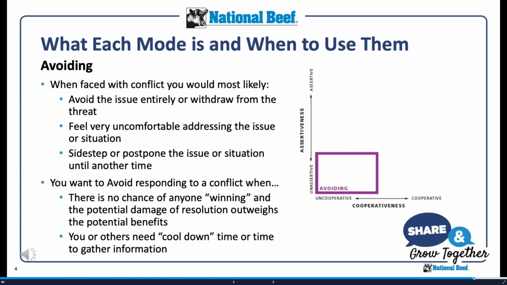Let's look at each normal response, some of the common behaviors attached to them, and an example of when each should be used. The first is avoiding. If this is your preference, when faced with conflict, you would most likely avoid the issue entirely or withdraw from the threat, feel very uncomfortable addressing the issue or situation, sidestep or postpone the issue or situation until another time.